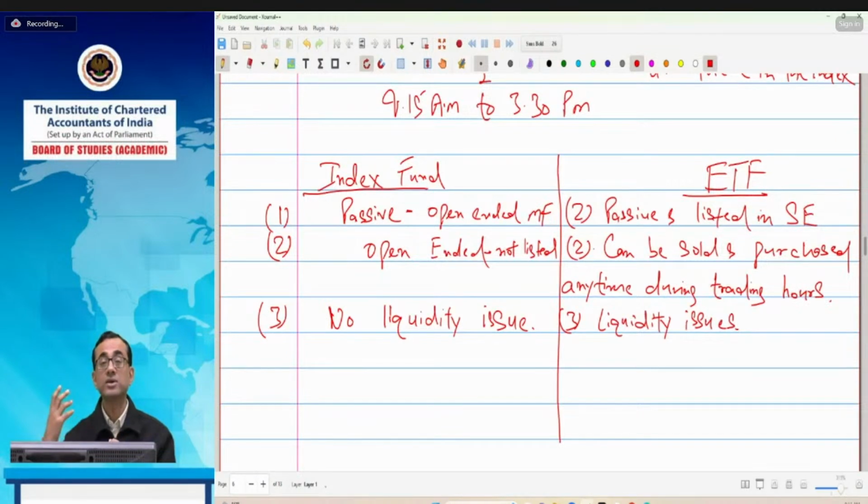ETFs are not frequently traded. Some ETFs are not frequently traded. It is sometimes difficult to get out. One investor may not find any seller if he wants to sell his ETFs. So ETFs sometimes face liquidity problems, and the investor generally faces problems in selling the ETFs in the market.